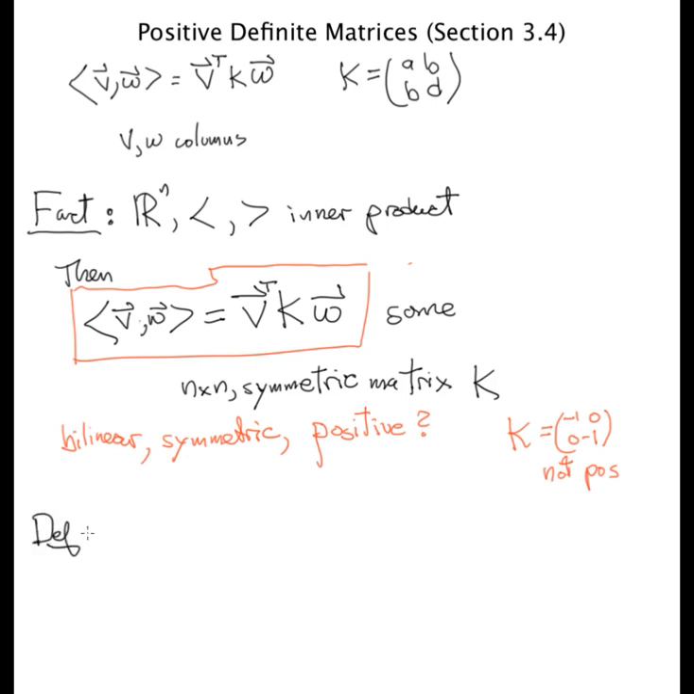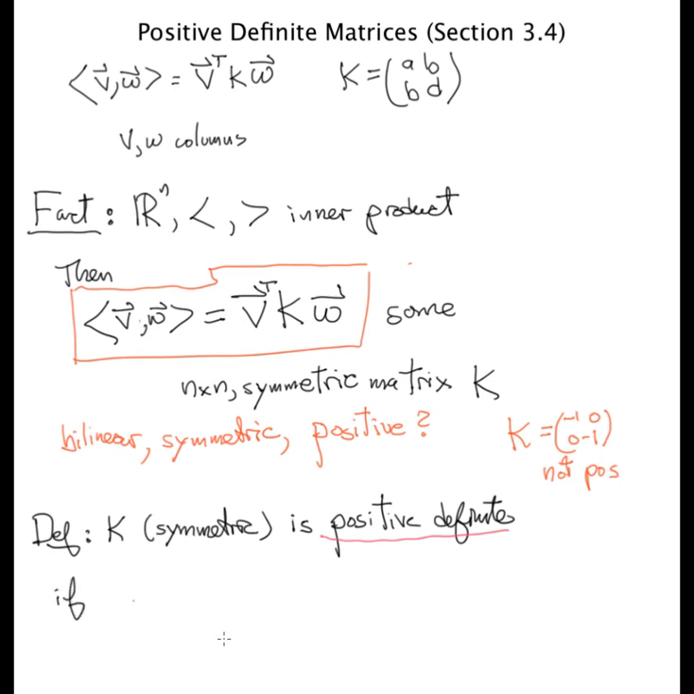Definition. We say K, a symmetric matrix, is positive definite, so that's the main concept in this section, if V transpose K V is greater than or equal to 0 for all V. And also that it's equal to 0 only if the vector is the 0 vector.